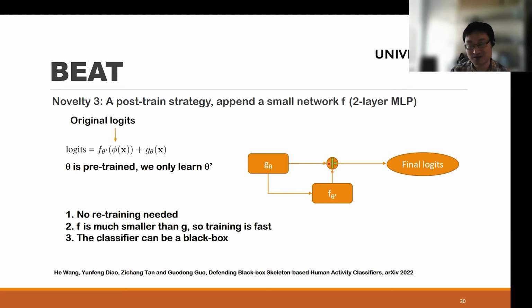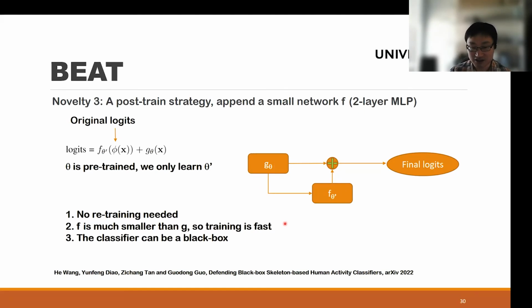Then we do it in a residual network kind of way. Basically, we take the output of G theta as the input of F theta prime. Then we sum the two outputs. That gives you the final logits here. So this way, we don't retrain G. You have trained that already, and it is very big. We only train F. Since F is very much smaller than G, the retraining is really fast.